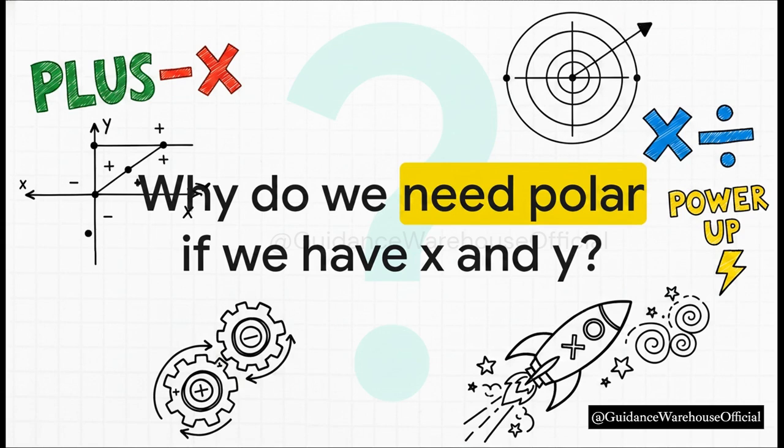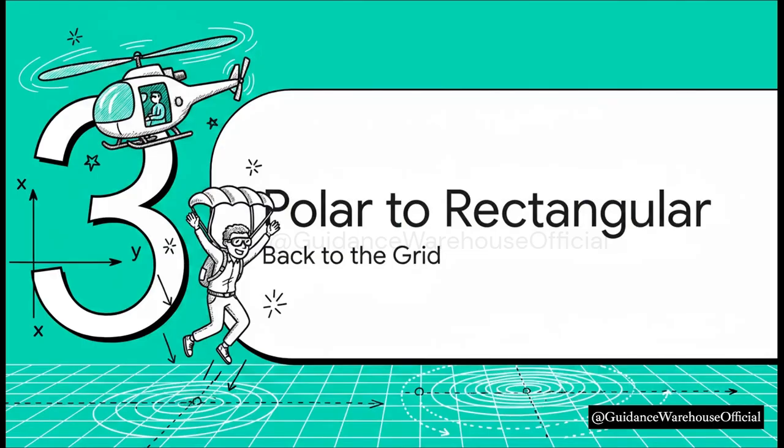The answer is that while adding and subtracting are incredibly easy in rectangular grid form, multiplying and dividing are an absolute nightmare. Polar form is about to give us a math superpower. Section 3, polar to rectangular form. But before we get to the magic, I want to quickly show you how easy it is to jump out of the helicopter and back onto the grid.